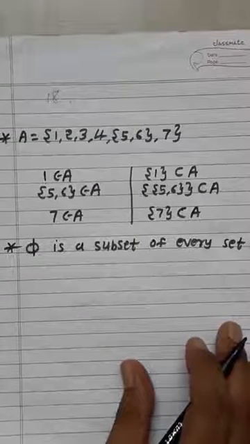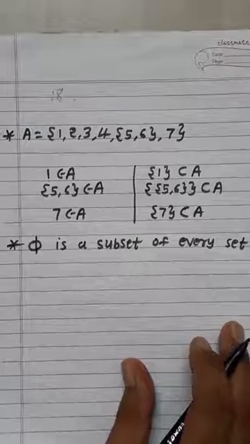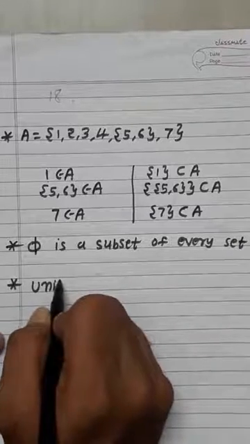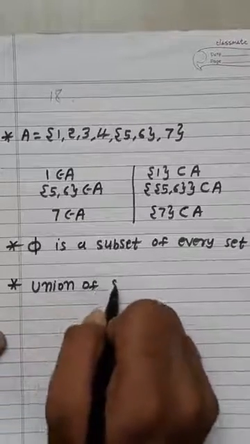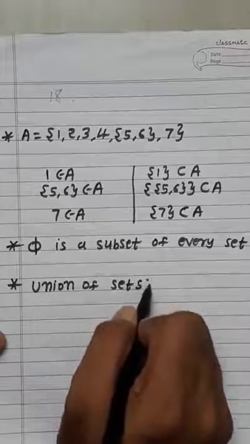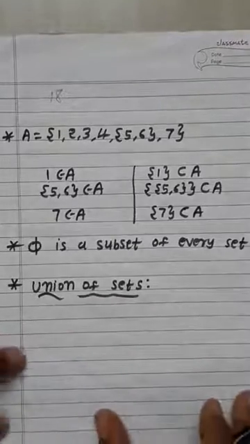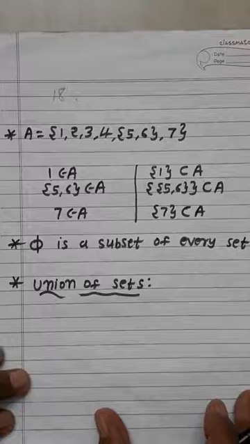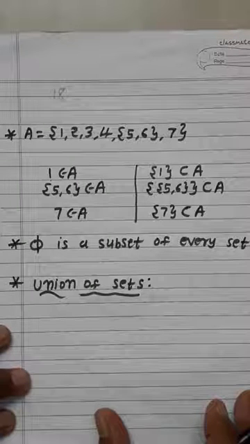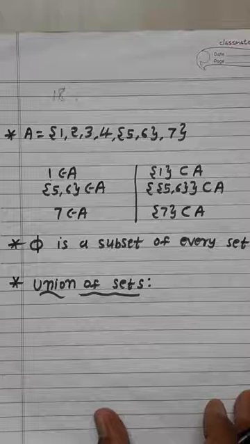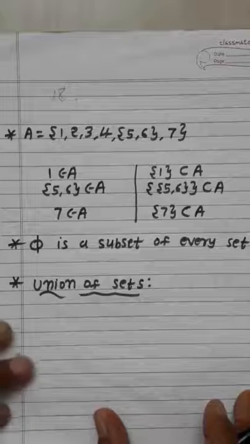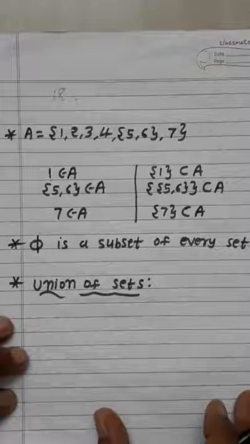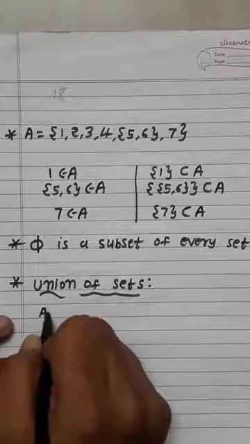Now after, our next topic is union. So what is the meaning of union? Definition of union. Union of sets. So we can consider two sets. Let A and B be any two sets. The union of A and B is the set of all those elements which are either in A or B or in both A and B. So it is called the union of A and B, and it is denoted by A union B.